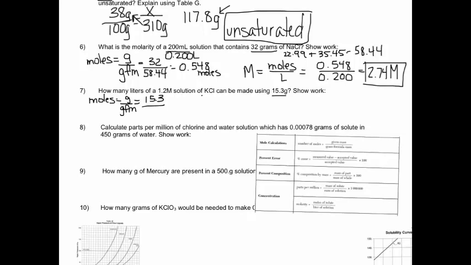We need to calculate the GFM of KCl. K is 39.10 and Cl is 35.45. So when we add those up, we get 74.55. So to get our moles, 15.3 divided by 74.55, we get 0.205 moles.